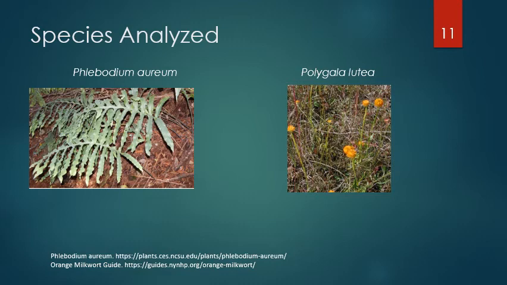The one on the left, Phlebodium aureum, is just your typical fern. You see it on the ground a lot around the Central Florida area. It is native. All of the species are native. We have Polygala lutea on the right. It's just a flowering plant.